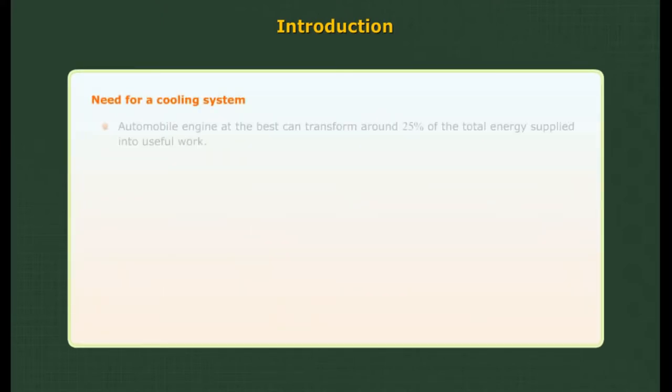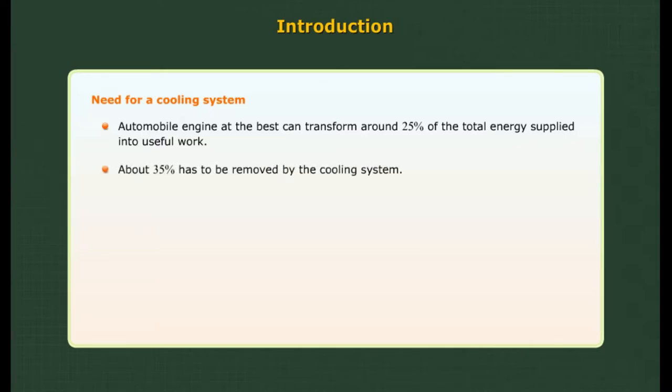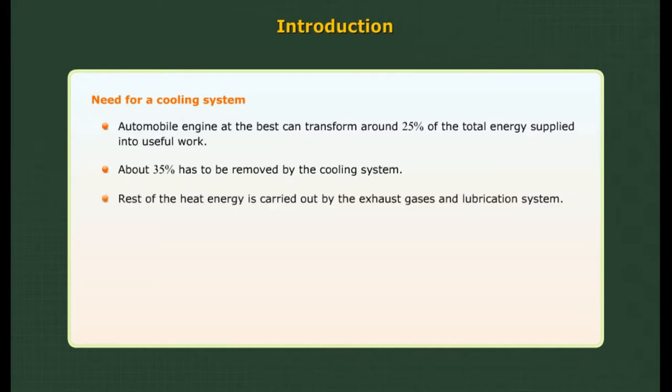Need for a cooling system. An automobile engine at the best can transform around 25% of the total energy supplied into useful work. About 35% has to be removed by the cooling system. The rest of the heat energy is carried out by the exhaust gases and lubrication system.